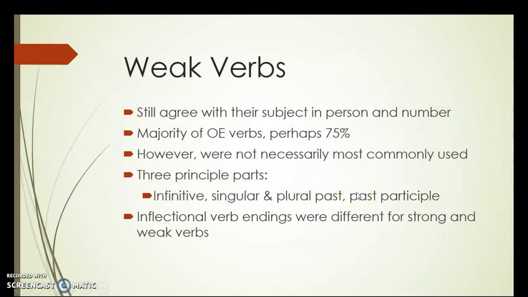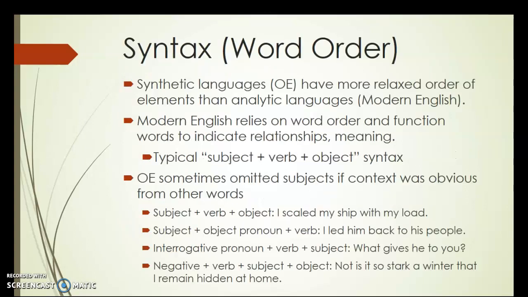Whereas strong verbs are conjugated by ablaut, by changing a letter within the word, weak verbs are conjugated by adding an affix. So, with strong and weak verbs, it's about the placement of the change in the word. Okay, moving on from verbs. Let's talk about syntax or word order.